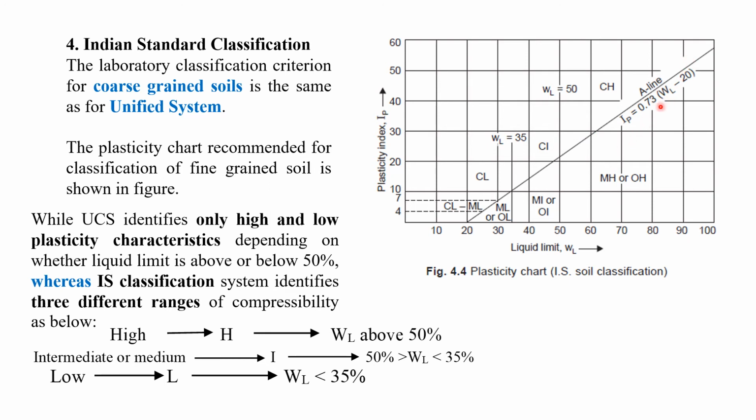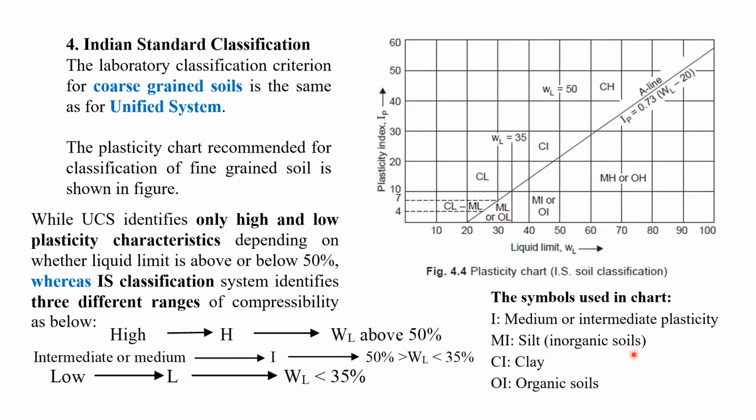So as I told you, below the A line, the silt and organic soil is there. Above the A line, the clay is there. But the vertical lines indicate whether the soil is low plastic category, intermediate plastic category, or high plastic category. So these are the things. Nomenclature is also given there. MI means intermediate silt, OI organic soil of intermediate plasticity, CI intermediate clay soil you can see, CI, right? Intermediate means what? Intermediate plasticity, medium plastic category.